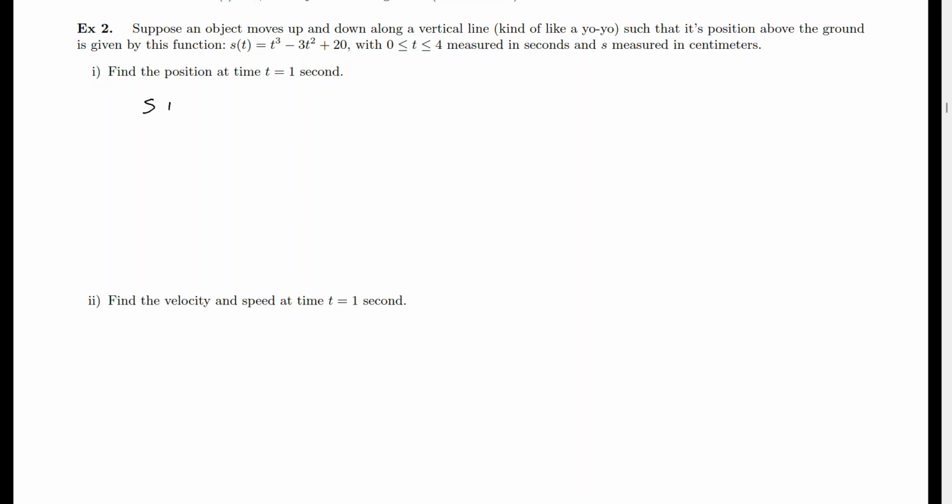So all I have to do really is plug 1 into the given equation. So it used to be t cubed minus 3t squared plus 20. So what I have to do is basically erase the t's and write in their place the value that's given to me in this problem, which in this case is just the value 1. And in this problem, I get 1 minus 3 plus 20. So, 21 minus 3, which is equal to 18 centimeters.